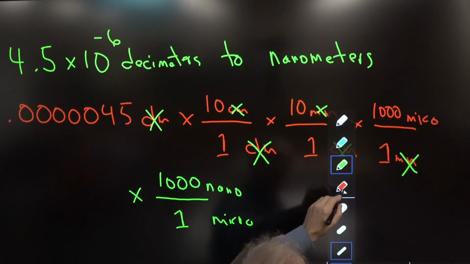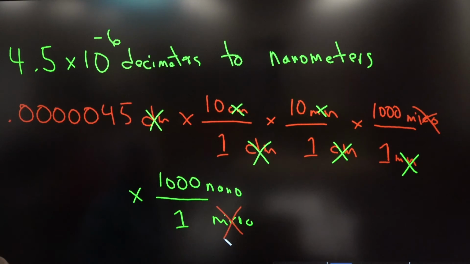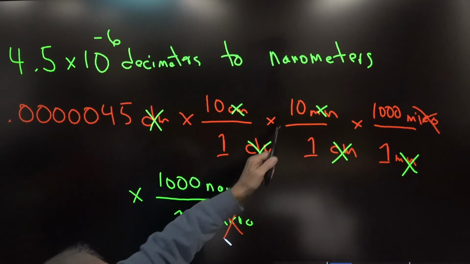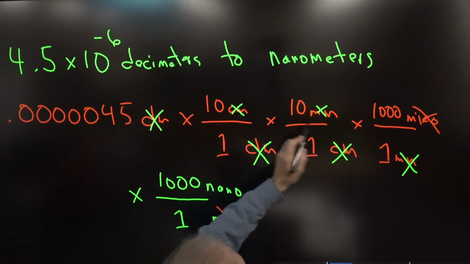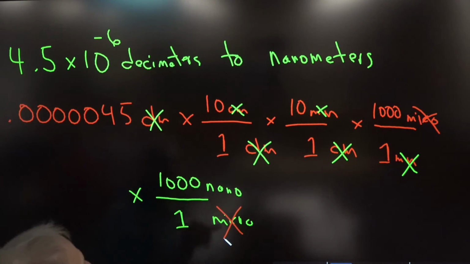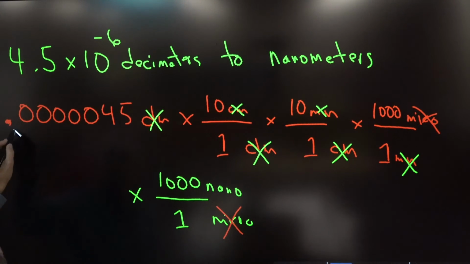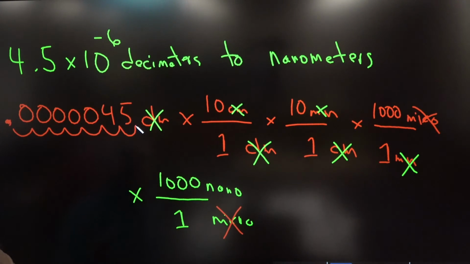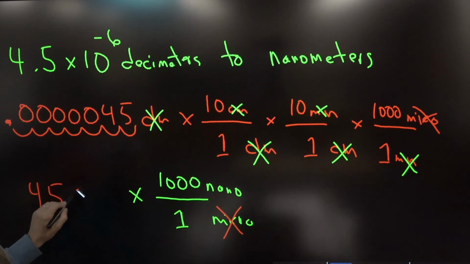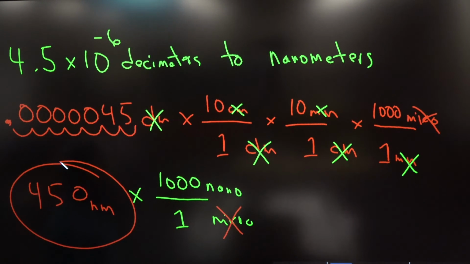And now the micros cancel with the micros, and what we have is that number times 10 times 10 times 1,000 times 1,000. So count the zeros. 1, 2, 3, 4, 5, 6, 7, 8. I have 8 zeros, so I have to move that decimal point right here 8 places. 1, 2, 3, 4, 5, 6, 7, 8. So it would be 450 nanometers. Okay?